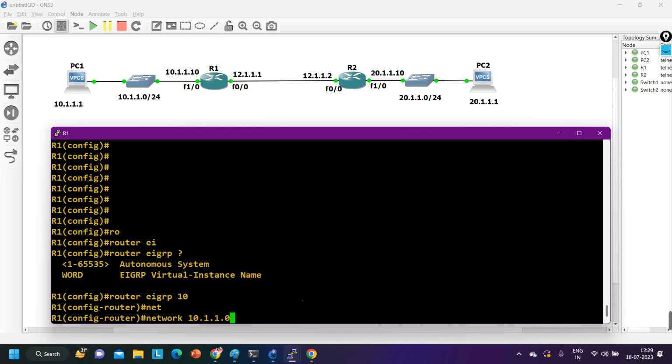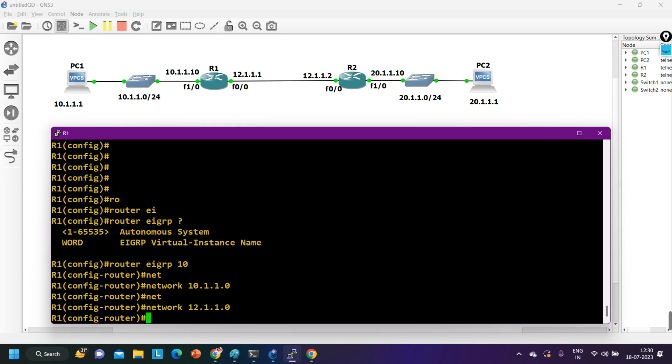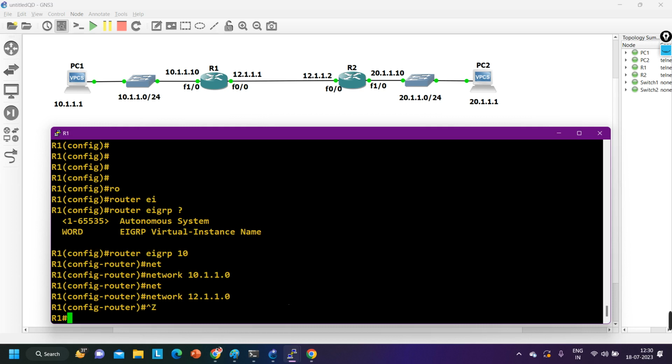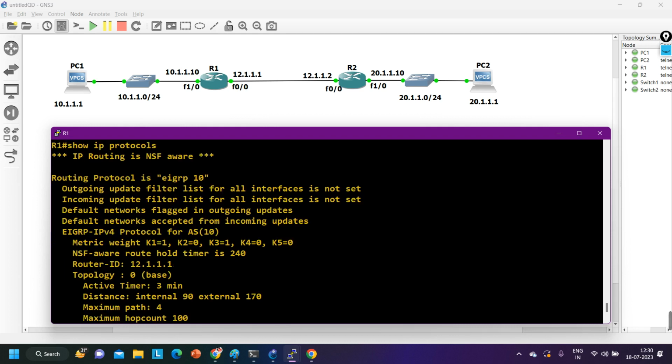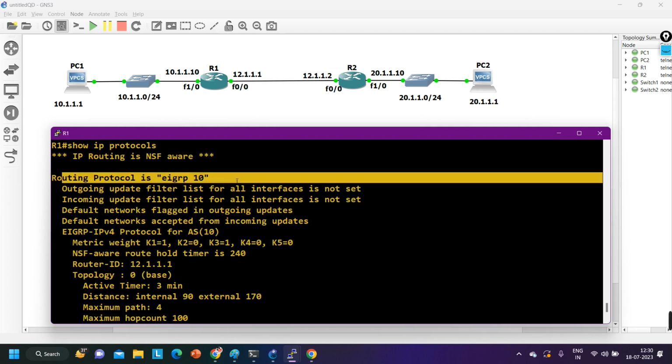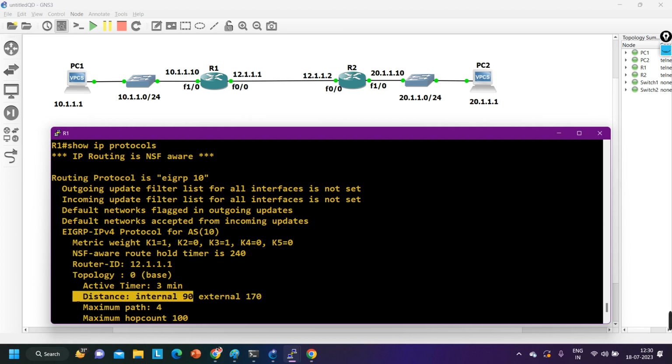Network 10.1.1.0. This command will enable EIGRP on which interface of router 1? LAN. Very good. And network 12.1.1.0. This command will enable EIGRP on which interface? Between two routers, F0/0. Just like that. Now, if you want to check the routing protocol, the command is show IP protocols. So here we can see the routing protocol running on the router is EIGRP autonomous system number 10. And distance for internal is 90 and external is 170. We will discuss both. For now, just consider this distance 90.